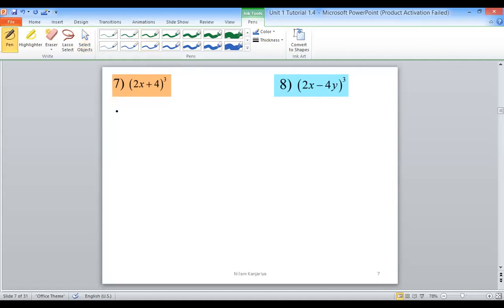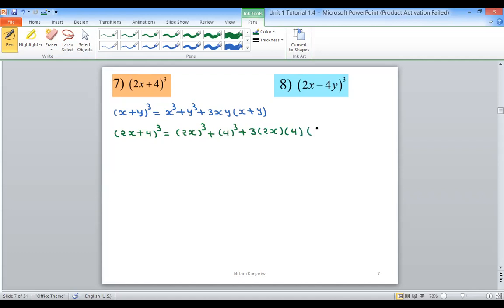So the identity of the cube is x plus y whole cube. This is x cube, y cube, 3 into xy, x plus y. This is a plus b whole cube. So now we apply it here: 2x plus 4 whole cube. First quantity cube, 2x cube, y cube, that means 4 cube, 3 into 2x, 4, and 2x plus 4.